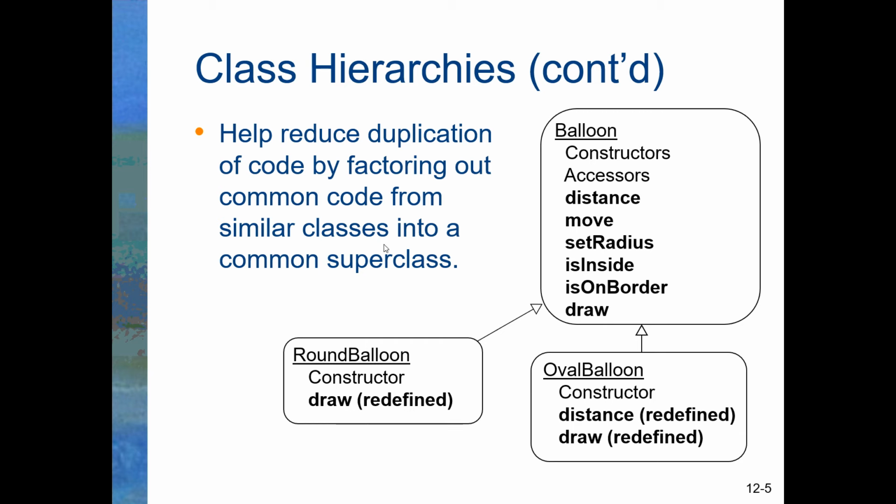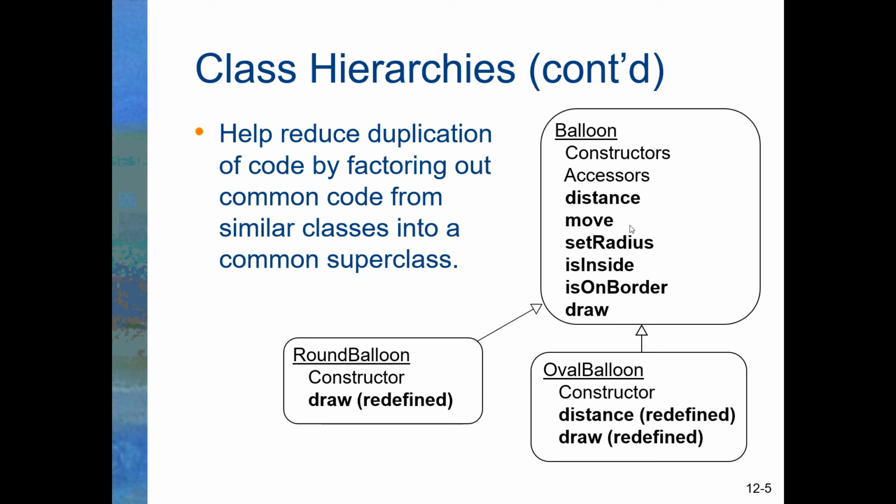All right, so what's the purpose of this hierarchy? It tells you here, it's to help reduce duplication of code by factoring out common code from similar classes into a common superclass. So for example, here's my balloon class up here. It has constructors in it, and it has accessors in it, right? Like get and set methods and things like that. It also has a method here called distance. It has a method called move. It has another method called set radius. It has others: is inside, is on the border, and draw, right? So distance is simply a helper method to find the distance maybe across the balloon.